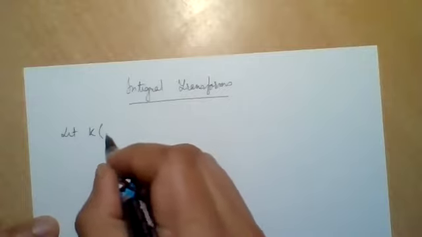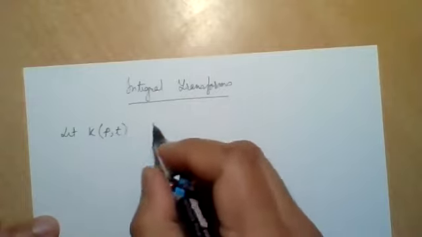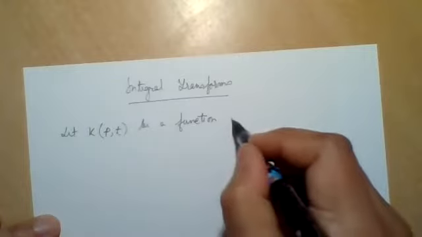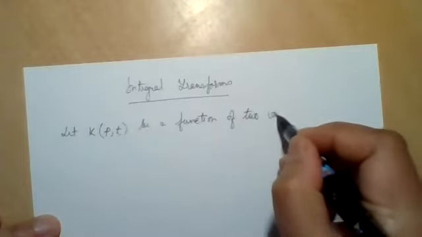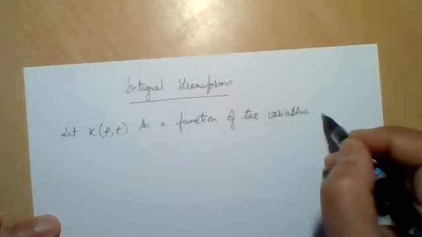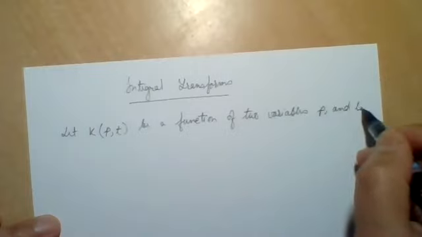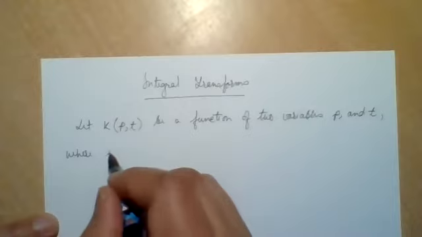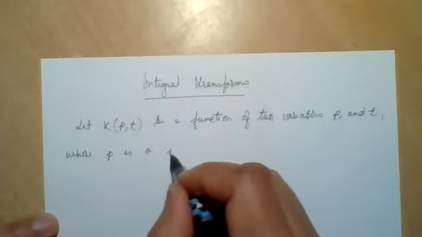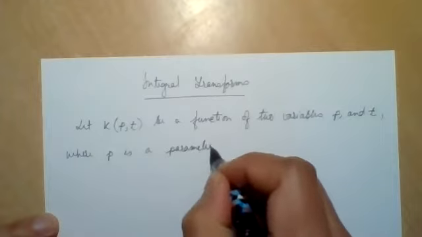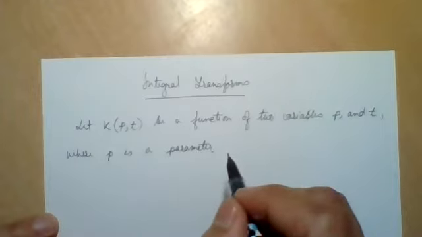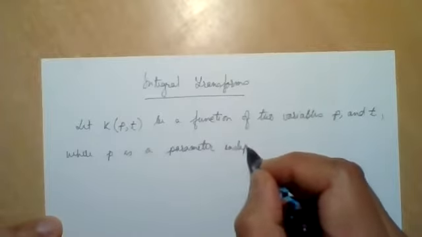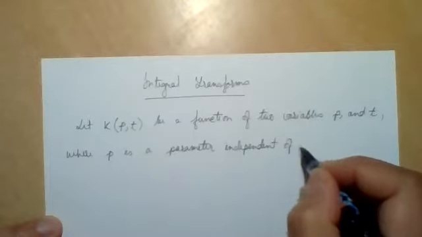Let capital K, which depends upon p and t, be a function of two variables p and t, where p is a parameter, and this parameter may be real or complex, and p is independent of t.